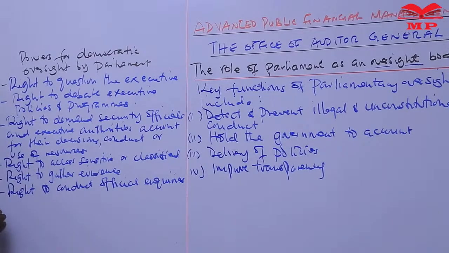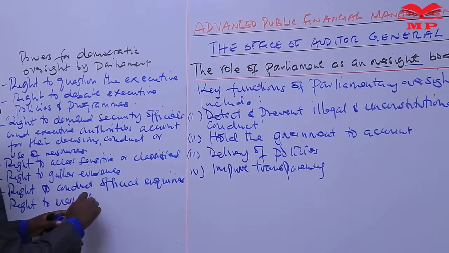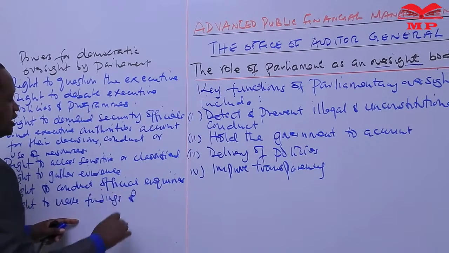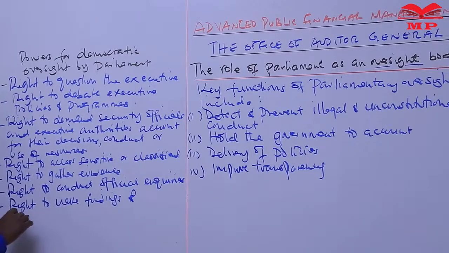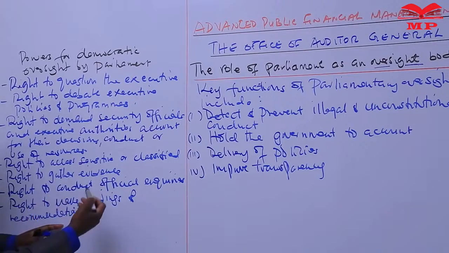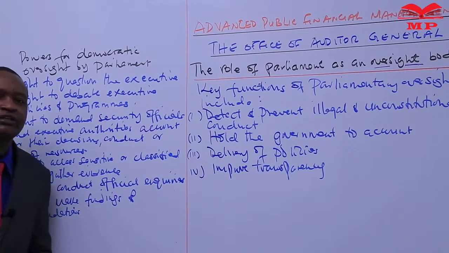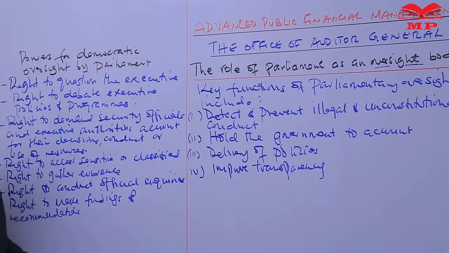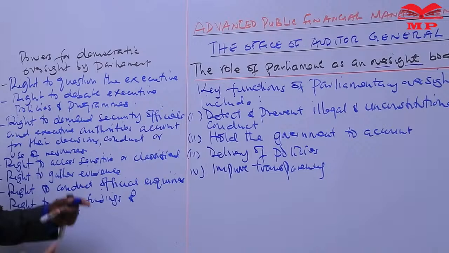They also have right to make recommendations, right to make, let me say, findings and recommendations. The right to make findings and recommendations, and that has to be done without endangering sensitive information. So these are the powers for democratic oversight by Parliament.